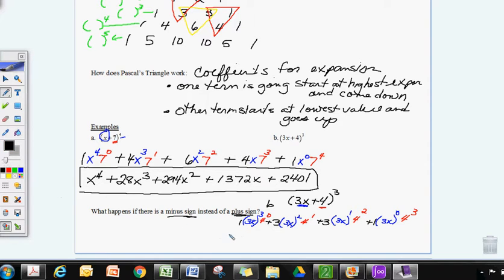1 on the top, 1, 1. 1, 2, 1. That is the squared term. 1, 3, 3, 1. Notice it has 3's in it. That's the cubed terms. 1, 4, 6, 4, 1. That is raised to the fourth power, and if I wanted to, 1, 5, 10, 10, 5, 1. That would be raised to the fifth. I only need it to go to the third.